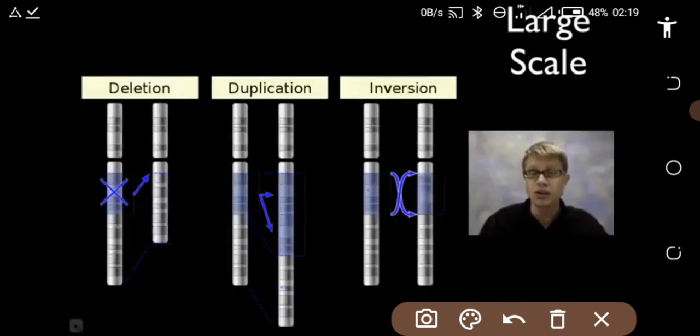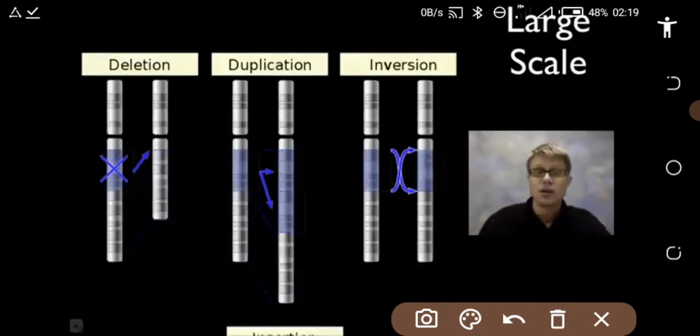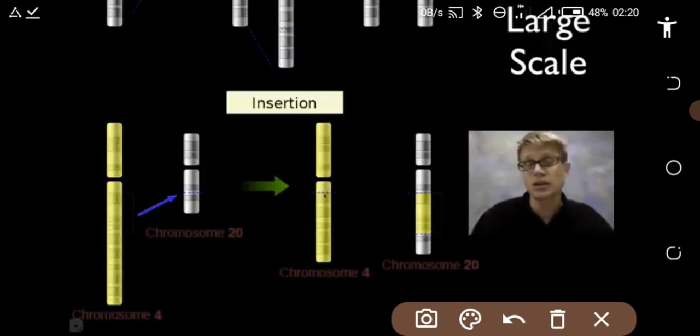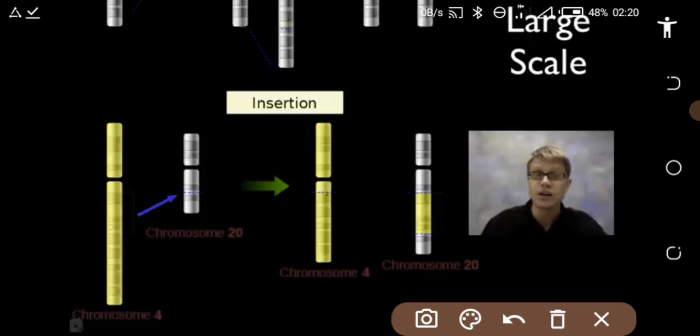Or we could have an inversion where we're copying this but it's being flipped upside down. We could also have an insertion where we're taking one chromosome and actually inserting that into another chromosome. That might seem crazy, and it's like we could never exist past that. But if you think about it, these genes have chromosomes, and so it doesn't mean that that individual is necessarily going to die. This could be during mitosis, and so it wouldn't be a very big deal at all. Or it could occur during meiosis, but we'd still have these genes that we need.